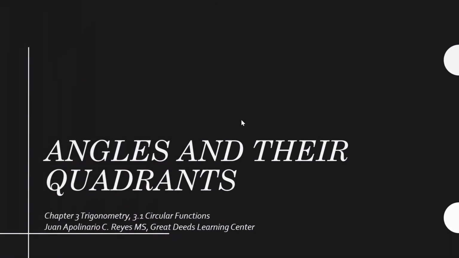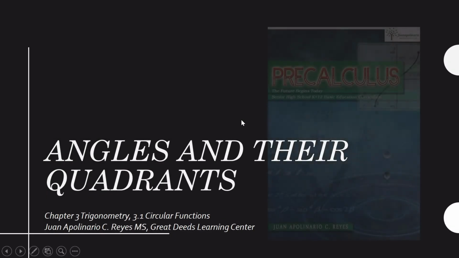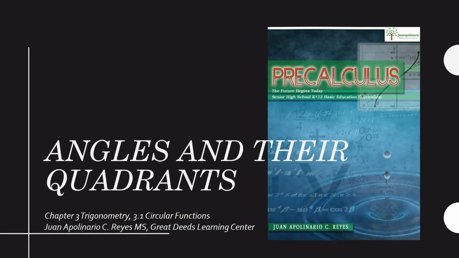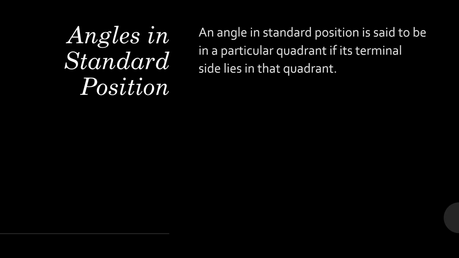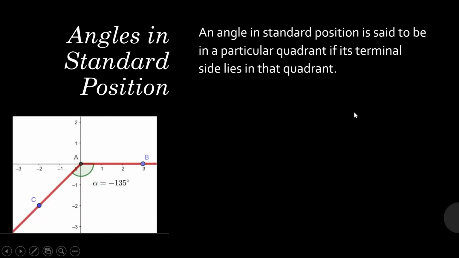We are still into angles in standard position. Last time we spoke about the quadrants. An angle is said to be in a particular quadrant if its terminal side lies in that quadrant. So this one, for example, alpha, or angle A, whose degree measure is negative 135 degrees. This is a clockwise direction. When our degree measure is negative, that means the direction of our rotation is clockwise.